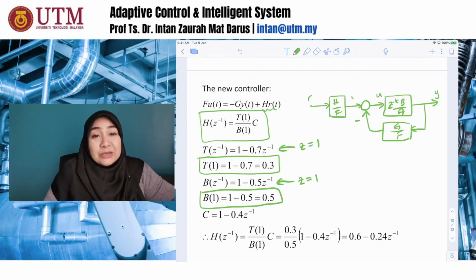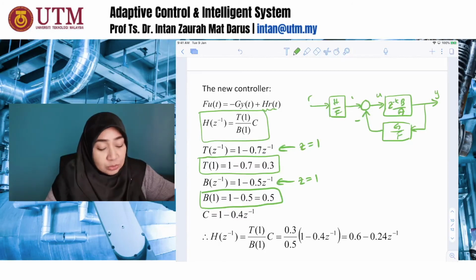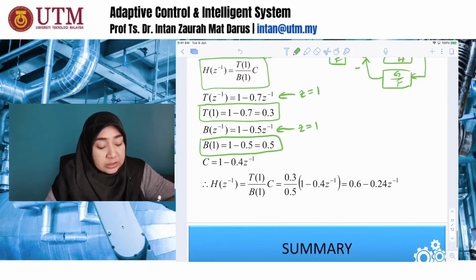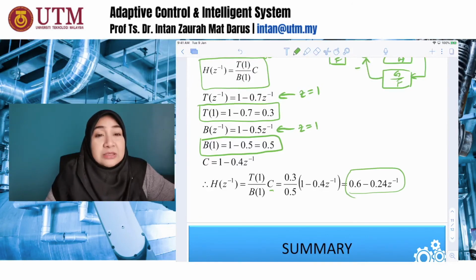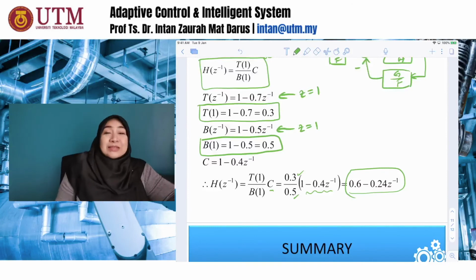Your polynomial C, you don't have to do anything about it, just multiply it with the equation. So put that into your equation here, T1 divided by B1 multiplied by polynomial C. So I have 0.3 divided by 0.5, and then I just need to multiply that with my polynomial C. So my H controller will become 0.6 minus 0.24 z^-1. How do I get that? 0.3 divided by 0.5 multiplied with polynomial C. So that's all for your controller.